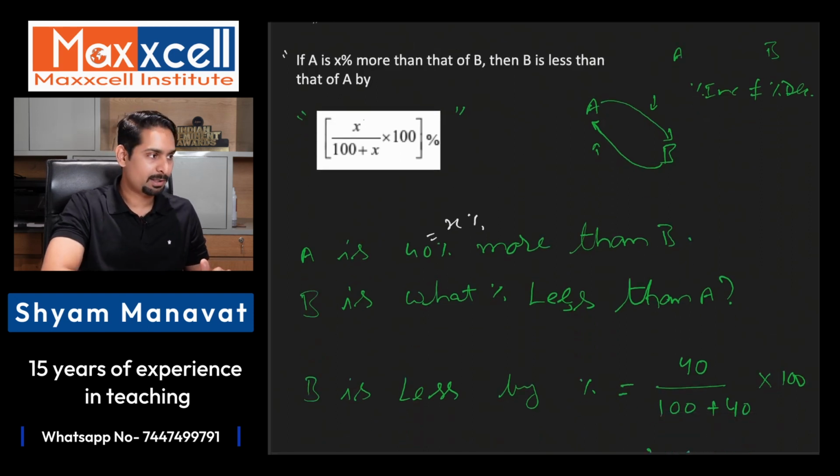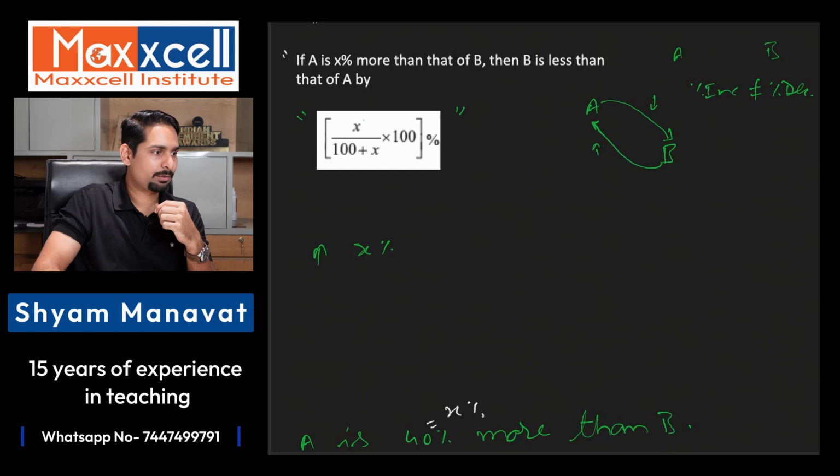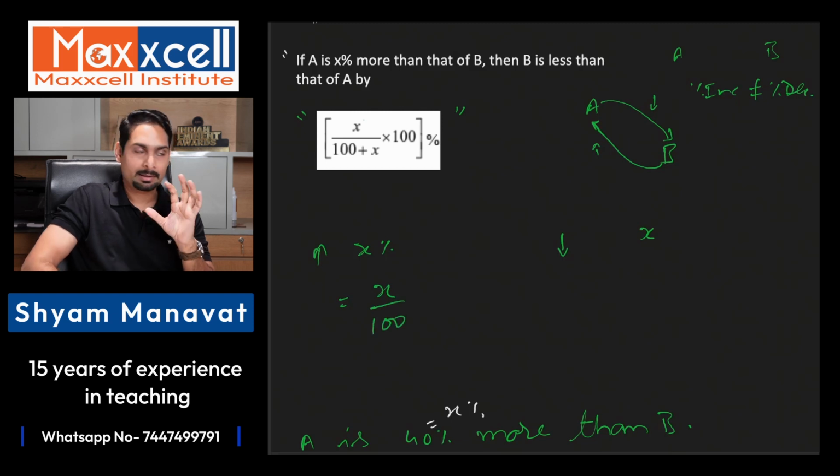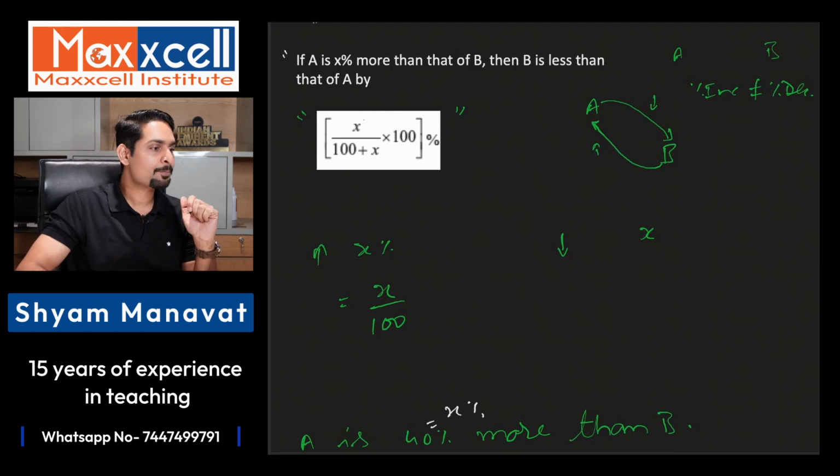How will you remember this formula? Let me show you. So tell me one thing. If it is given that it's X% more and you need to find less, you have to keep the numerator the same, X as it is, right? X%, you remove the percentage sign, you make it X upon 100, correct? Now I have to keep this numerator, which is X, the same.